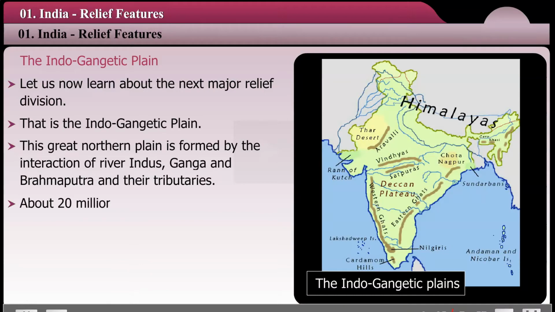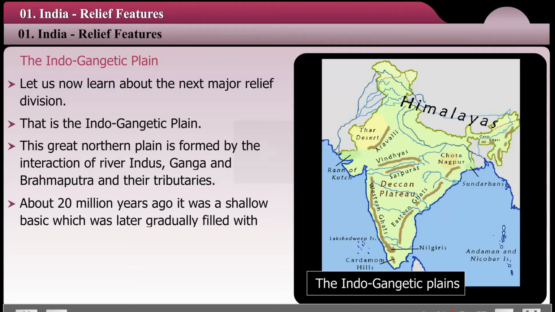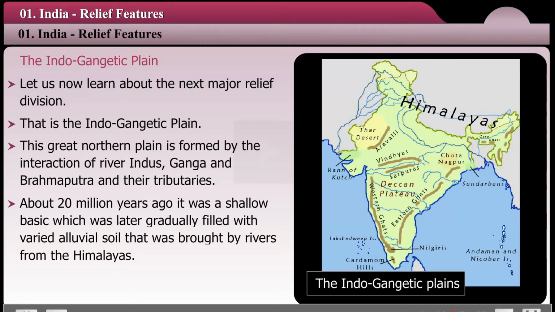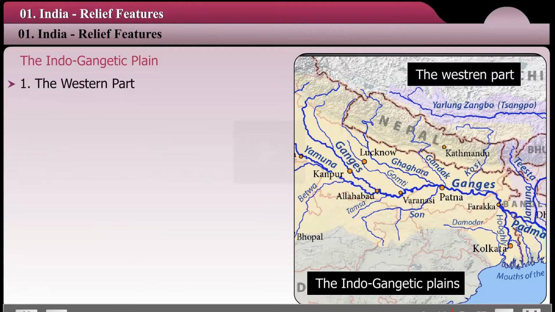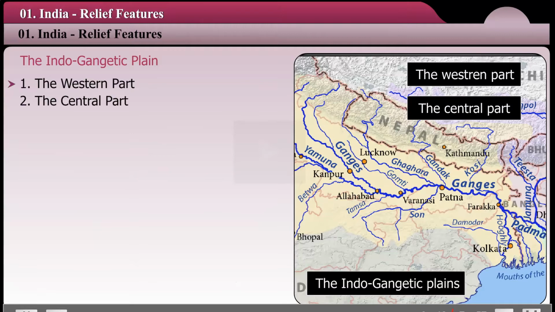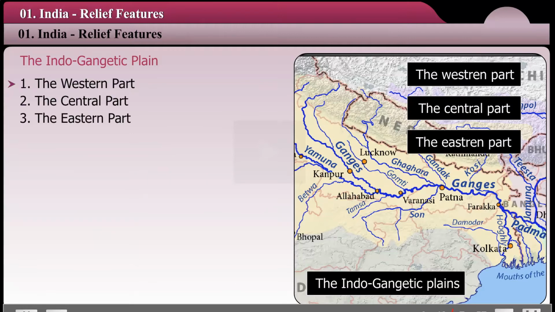About 20 million years ago, it was a shallow basin which was later gradually filled with varied alluvial soil that was brought by rivers from the Himalayas. The Indo-Gangetic Plains consist of three divisions: the western part, the central part, the eastern part.